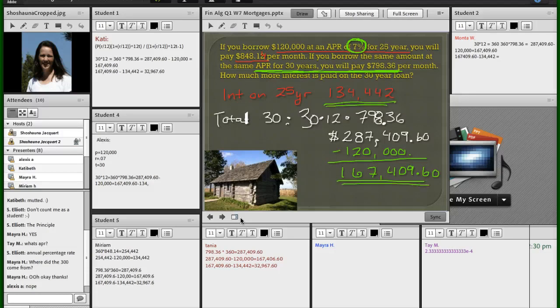And so what was that difference? Yeah, then we have to subtract these two from each other, which is 32. I'm going to do the difference, since I can't write them side by side, and we get $32,967.60. Okay, so if you go with a longer loan, you're going to be paying more.